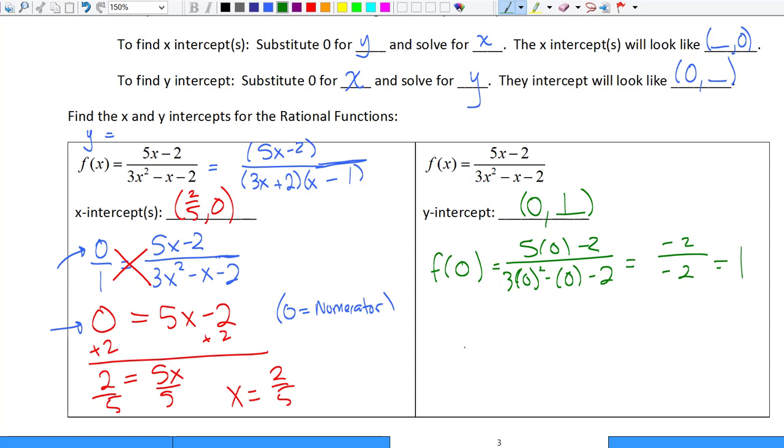Again, if you don't want to think about it as plugging in 0 for x, you can always just think of this as find f of 0. Okay?